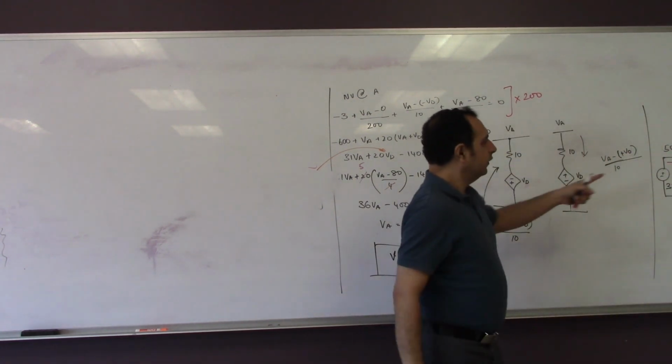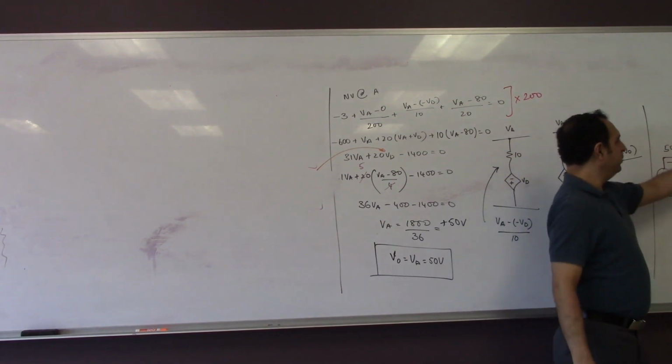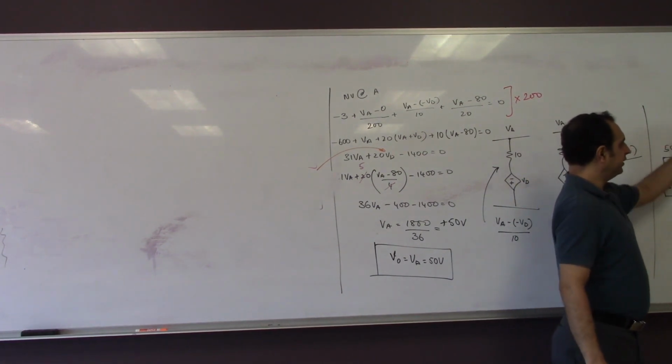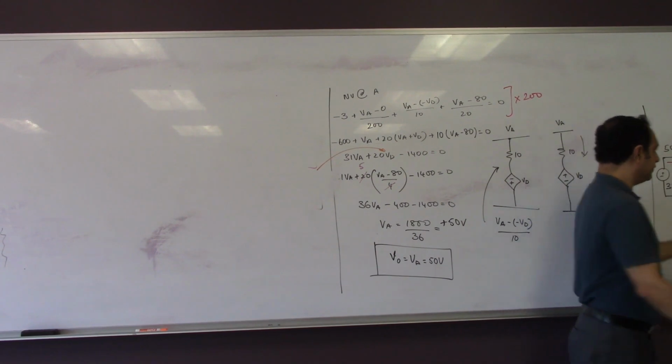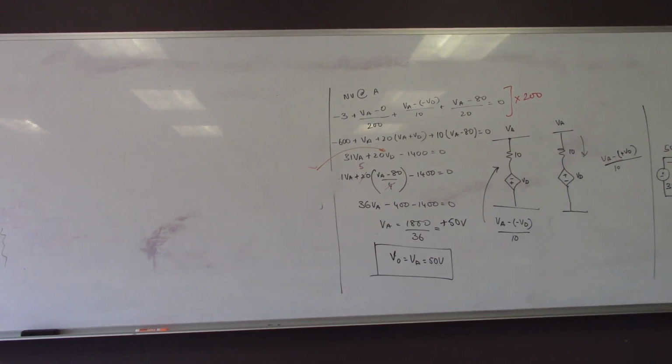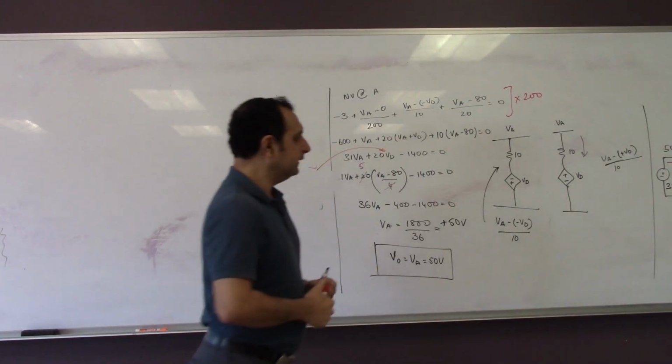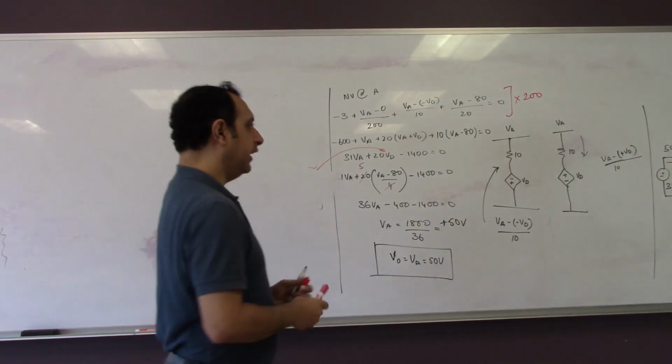So you only have two unknown nodes, A and B. If you find A and B, the whole circuit is solved. Those are the only two unknowns. VC is already known because it's directly connected here. There's no element in between, so you only have to write two equations, for VA and VB.